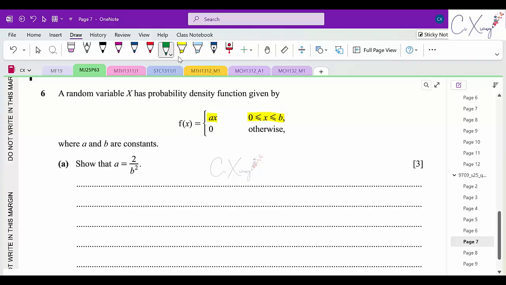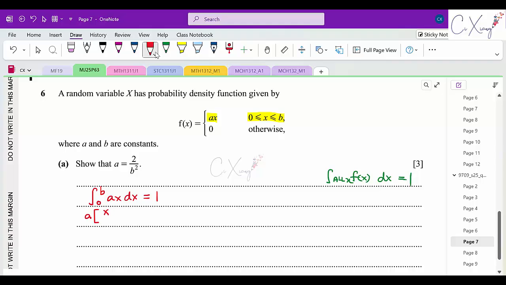We are going to use the idea that when we integrate the function of a continuous random variable over all the defined x, it is always equal to 1. Let's start here. I have to integrate from 0 until b for the function ax. If I integrate this whole thing, I will get the area under the graph equal to 1. a is a constant, therefore I just copy it.